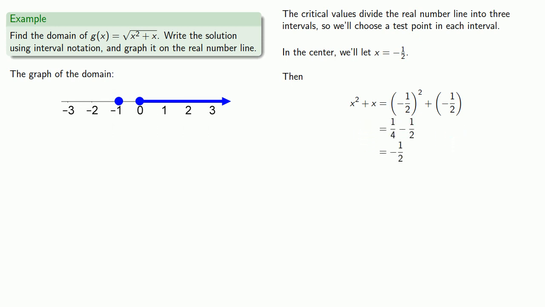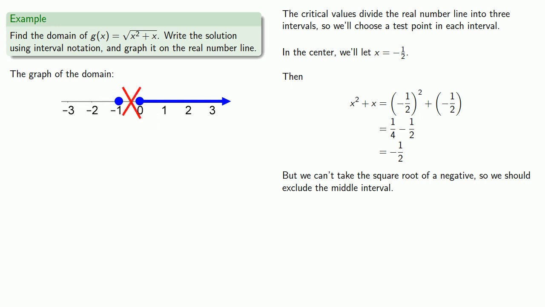And remember, we're actually trying to take the square root of x squared plus x. But because it's negative 1 half, we can't take the square root of a negative, so we should exclude this middle interval.